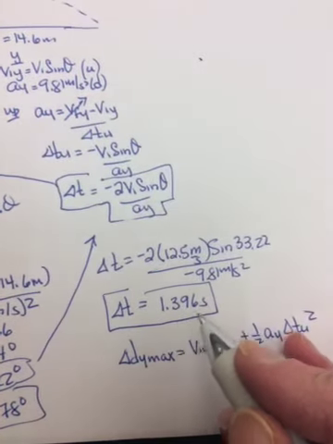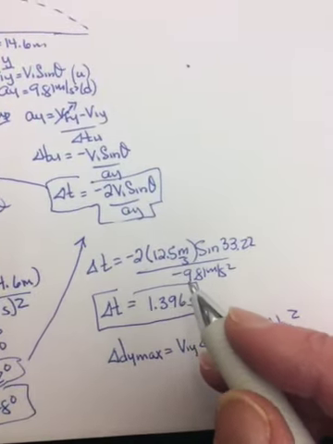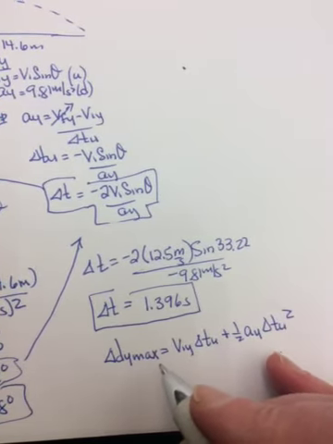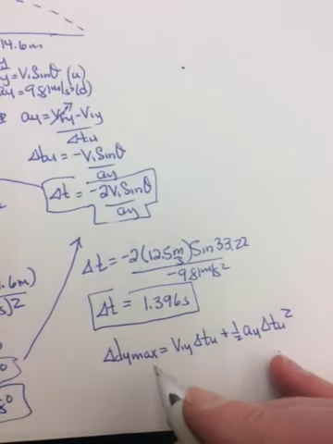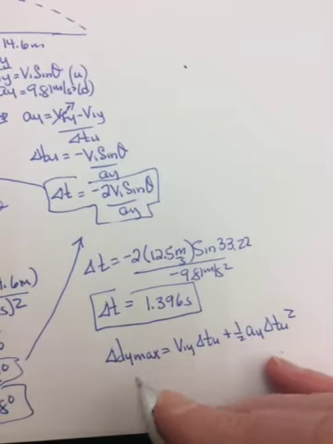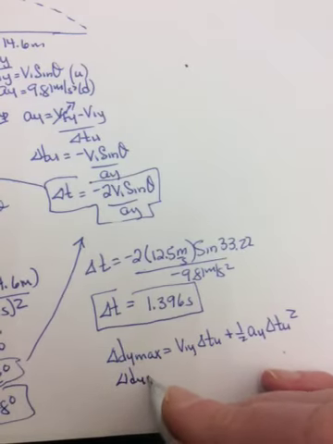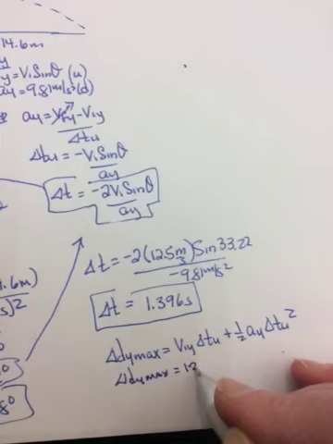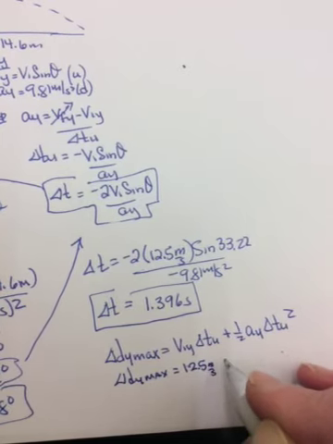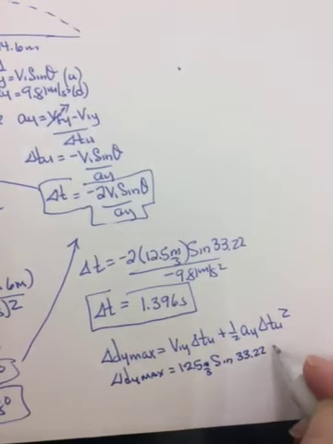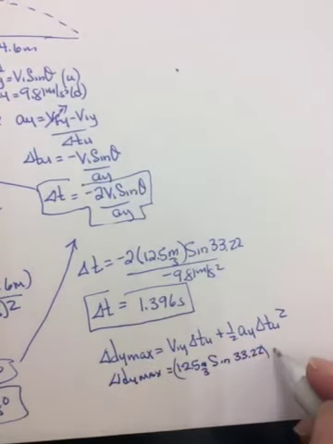Okay, so we found the time for that stone with the slingshot, and then the last part wants to know what would be the maximum height. So you're going to use delta dy max, and you're going to use your half time. So it'll be delta dy max is equal to VI, which was 12.5 meters per second, sine of your 33.22, and then half of this guy.